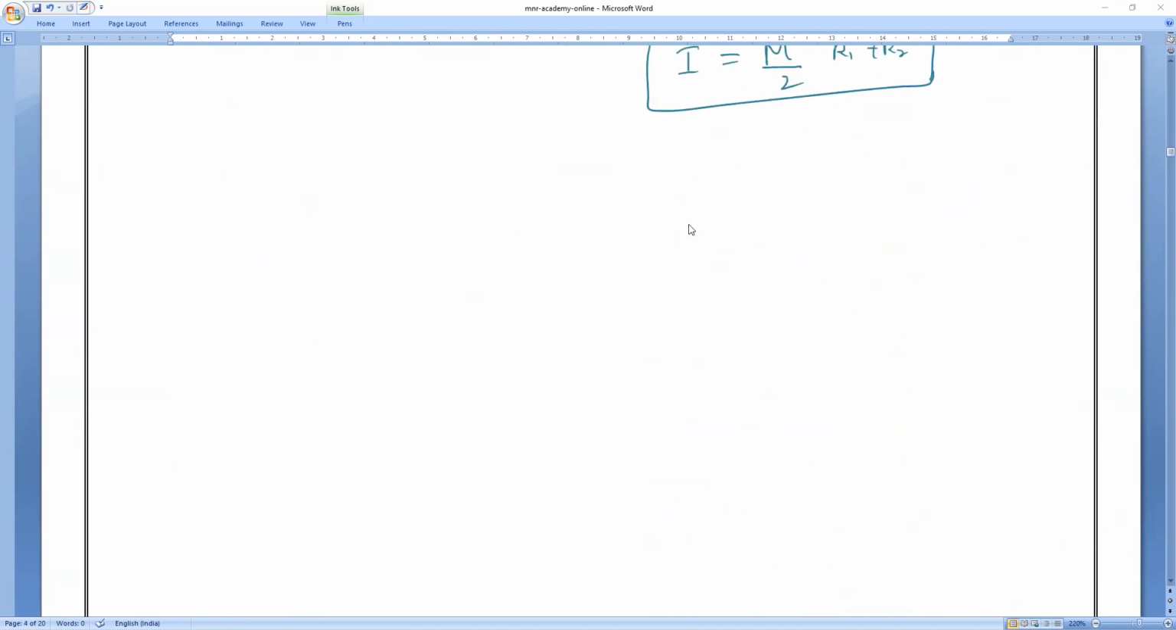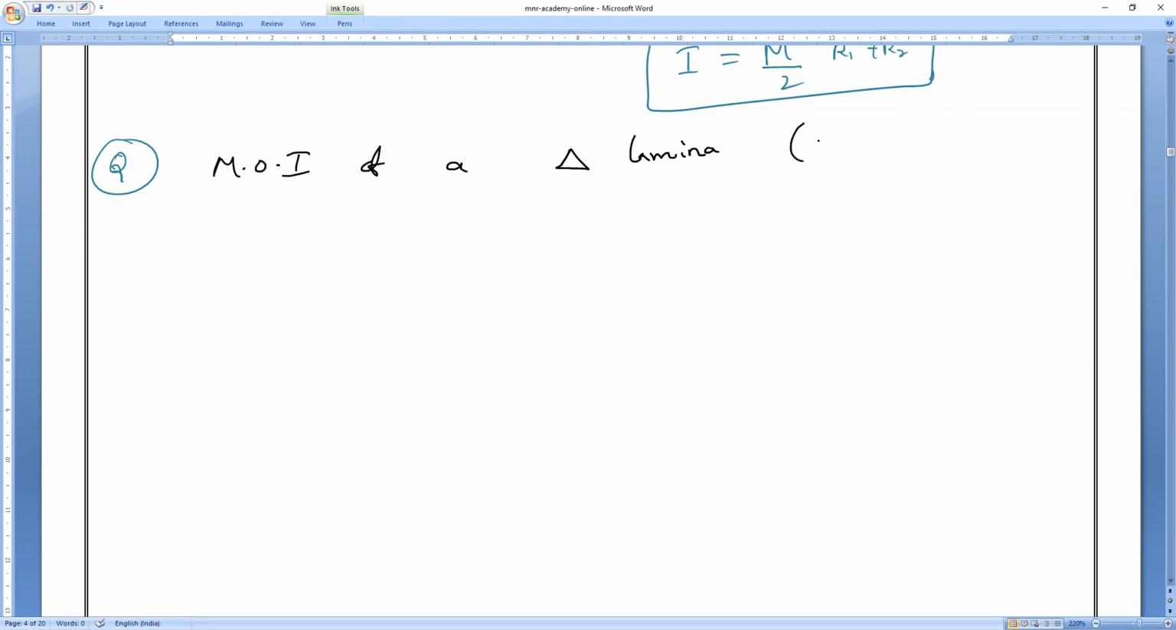Now the last one we are going to study, so that the moment of inertia concept will be over. In the evening we are going to start the next concept. So calculate: moment of inertia of a triangular lamina. Rectangular lamina I think I already taught you. About its base, that is, the axis of rotation is passing through the base of the triangle.